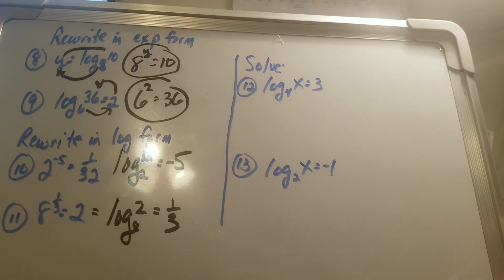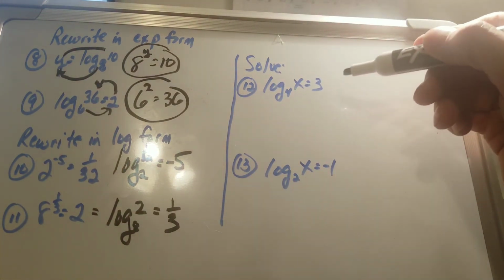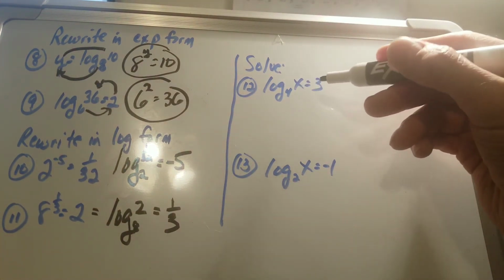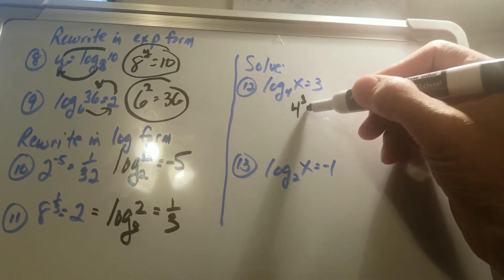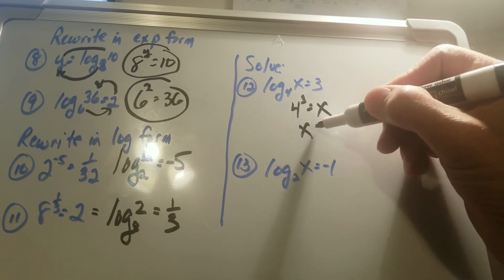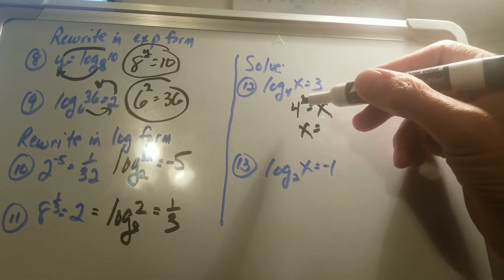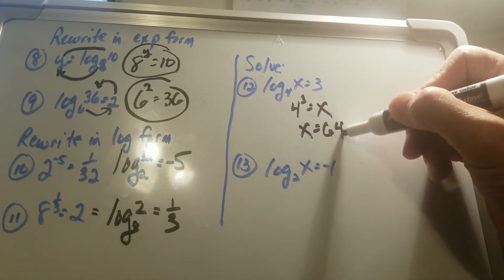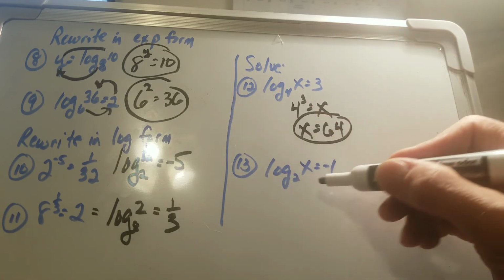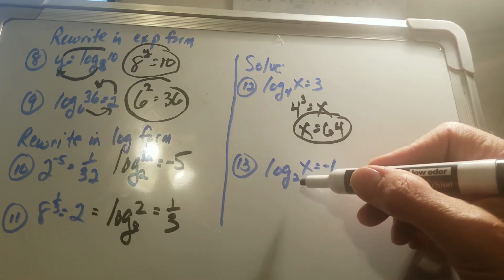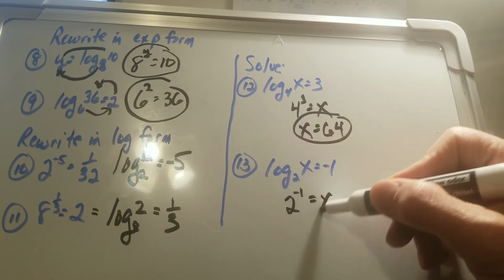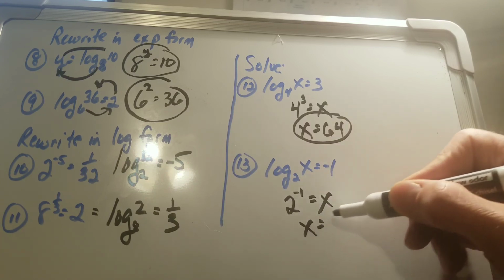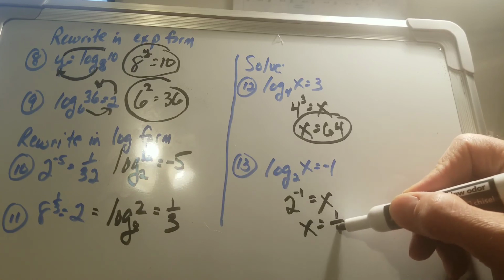Now if I ask you to actually solve a problem, this is in log form converted to exponent form. That is 4 to the 3rd equals x. And what does x equal? 4 times 4 is 16, times 4 is 64. Same thing here. Change this to exponent form. 2 to the -1 equals x. So what does x equal? That is 1/2.